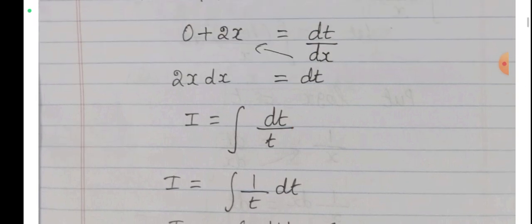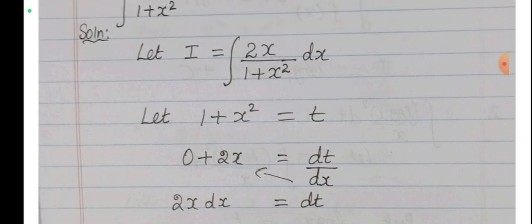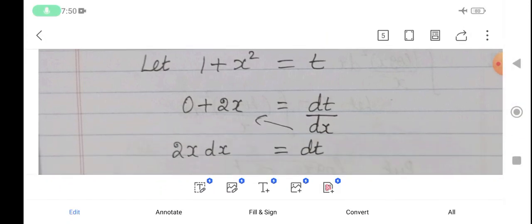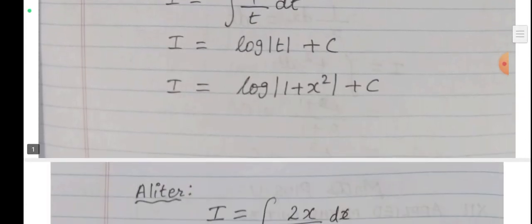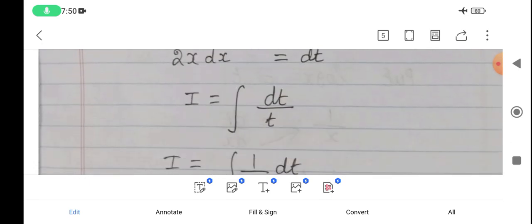Is this easy, children? So we take one term as t, in the numerator or denominator, such that when differentiated, the other one should come. I think I have taken the denominator as t.